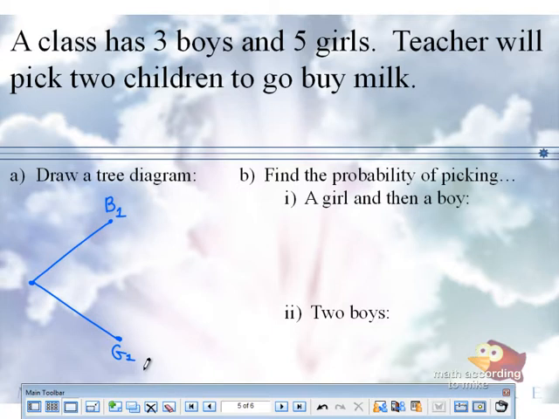3 out of 8. What's the probability that a girl's picked first? 5 out of 8. What is 3/8 plus 5/8? 1. So that counts for all possibilities. Is that okay so far? Okay. Now let's go underneath the assumption that teacher picks a boy first. If teacher picks a boy first, what are her options for her second child? Boy or girl. So teacher could pick boy second or girl second.